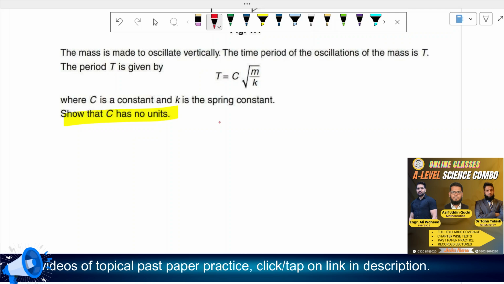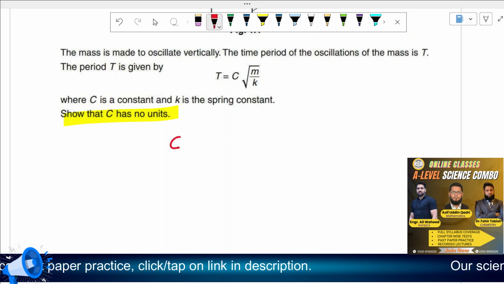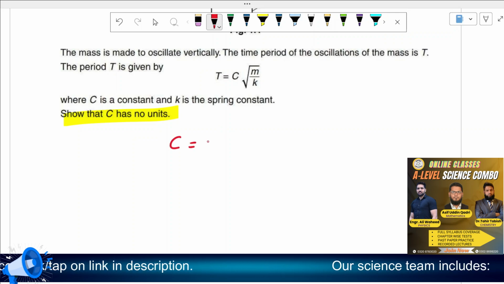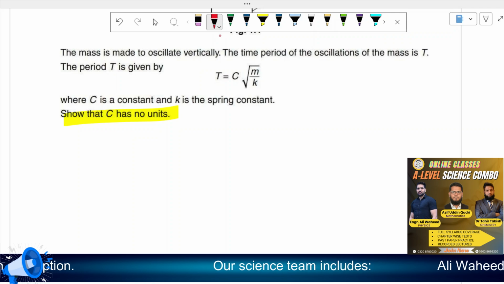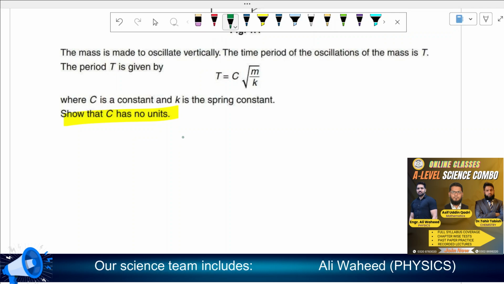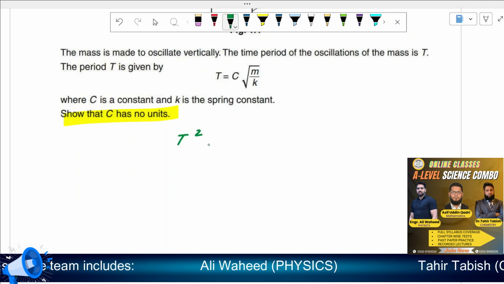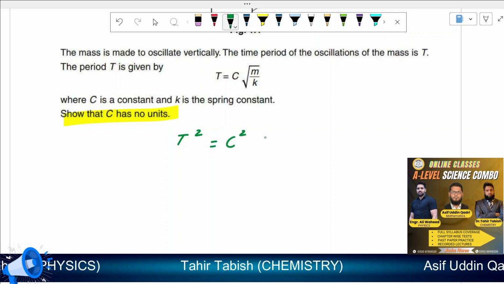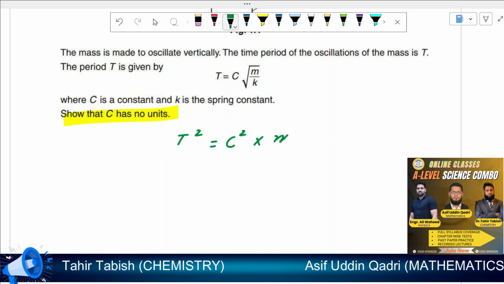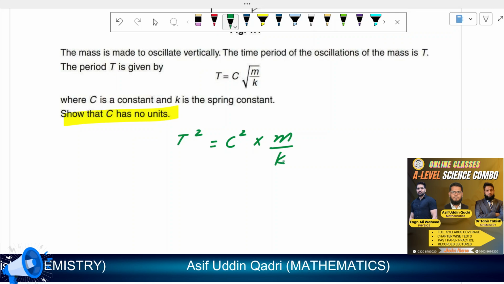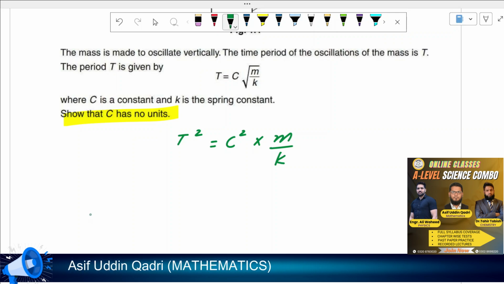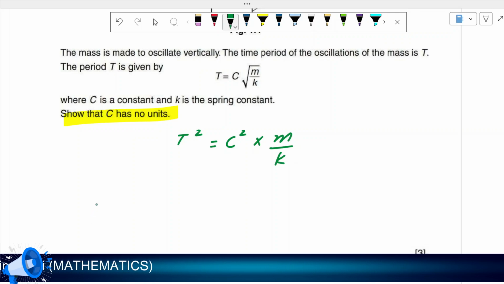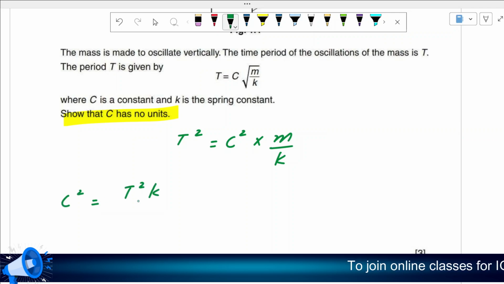So in the first step, I can rearrange the expression for C. Let me get rid of the square root first. I can take square on both sides, and then make C squared the subject. It would look something like this.